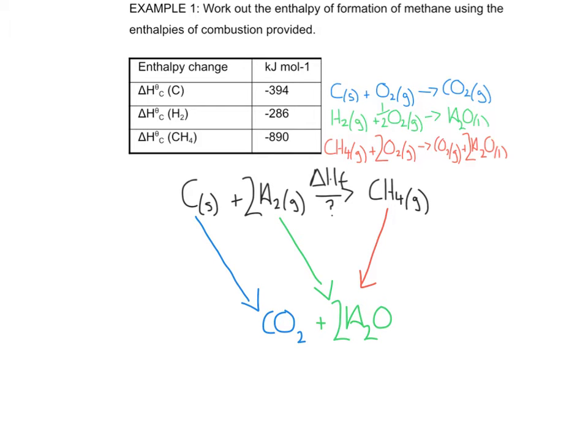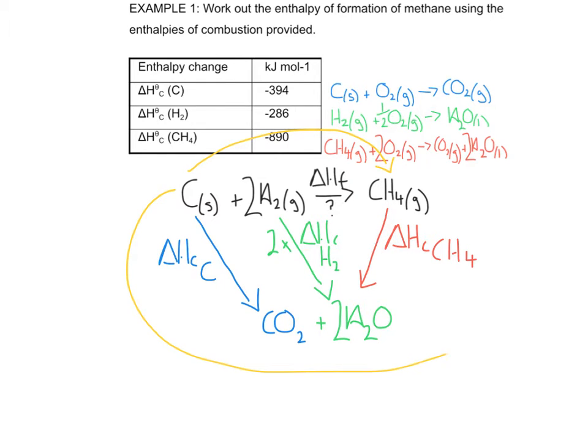Now this blue equation represents the delta HC for carbon. The green equation represents the delta HC for hydrogen, but be careful, it's 2 times this delta HC because there are 2 molecules of hydrogen. The red arrow represents the delta HC for methane. Now here is the indirect route, or the direct route, apologies. Here is the indirect route.